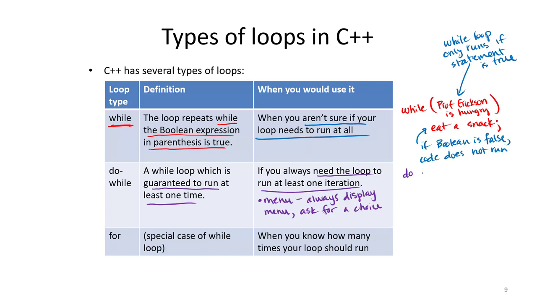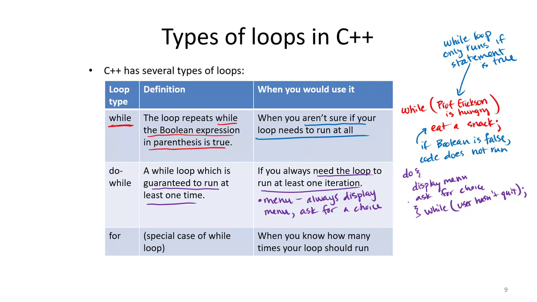So we could do something like this, where we're displaying a menu, asking for a choice, and then we say while the user hasn't quit. So we keep displaying our menu until the user chooses to quit the game, and we see that in this case, the loop will always run at least one time before potentially exiting.